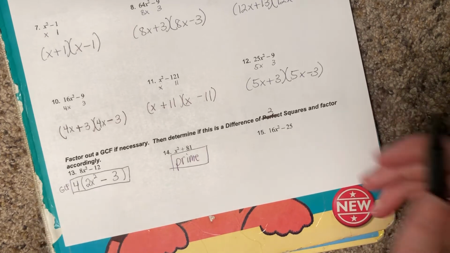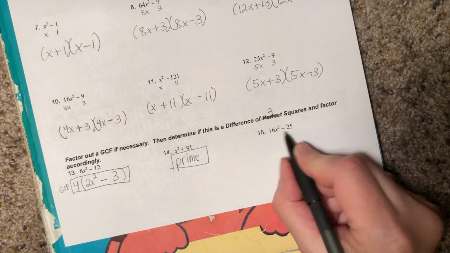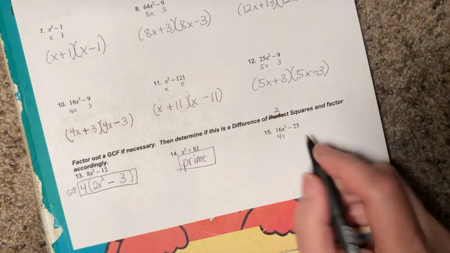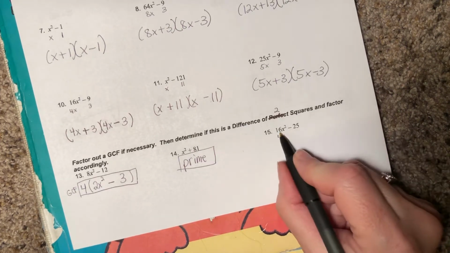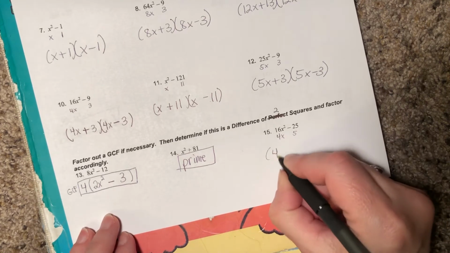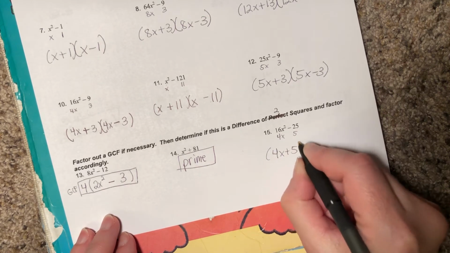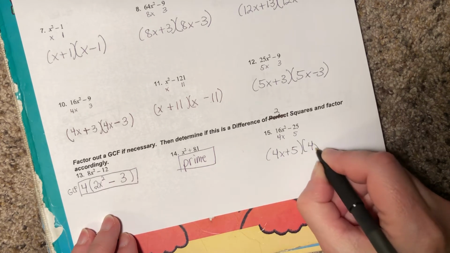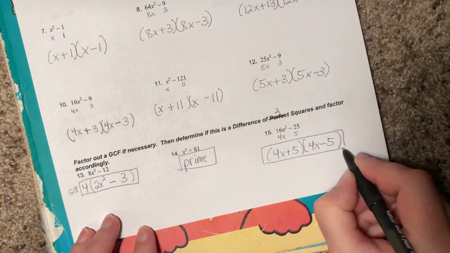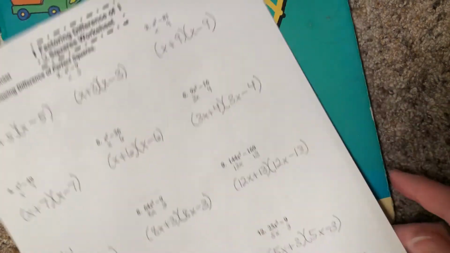Okay, number 16, there's no GCF. But both of these are squares and there's a minus between them. So this is the difference between two squares. So it's 4x plus 5, 4x minus 5. Okay, backside.